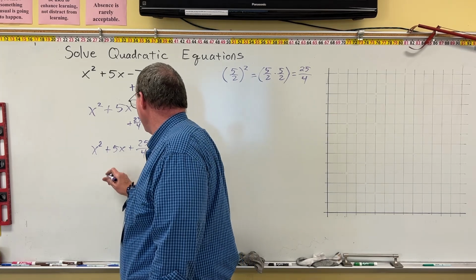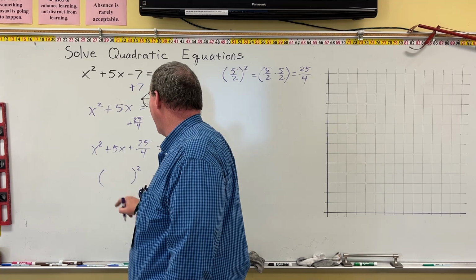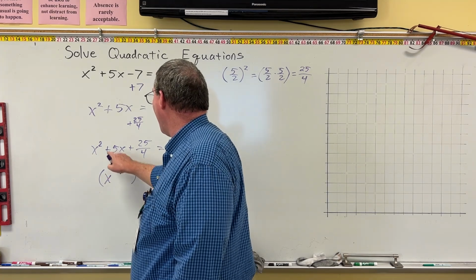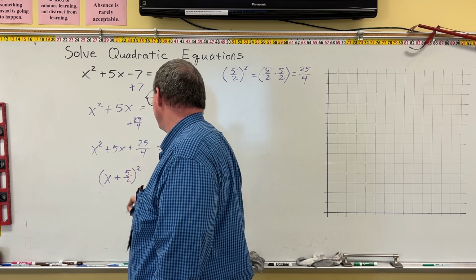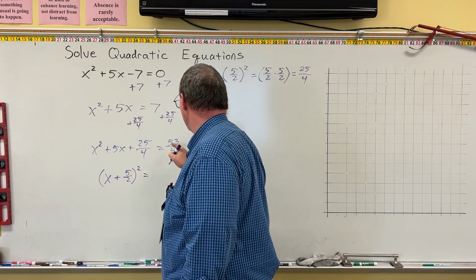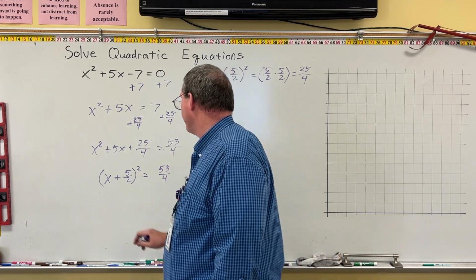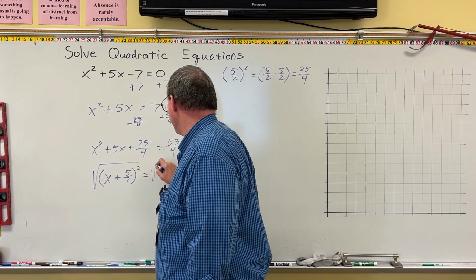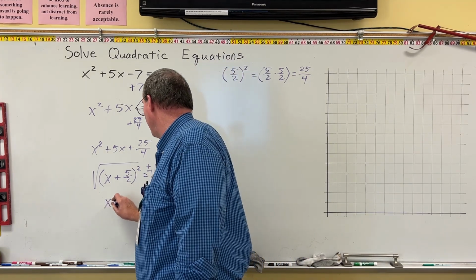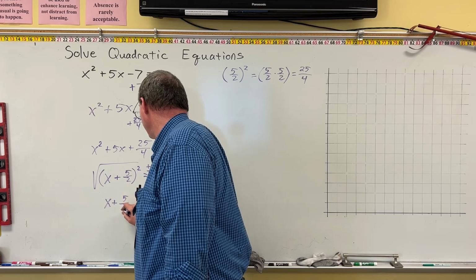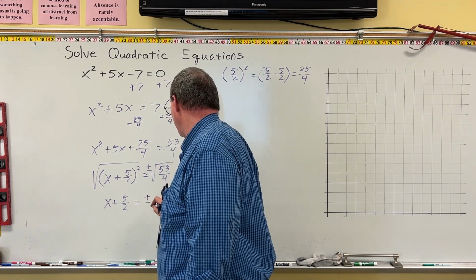remember, now I have to take this and I have to turn it into a parenthesis squared. Okay? And what I'm going to have is an x and then half of the middle number, which is 5 over 2. So I'm going to have x plus 5 over 2, squared, and then this is going to be equal to 53 over 4. And now what I have to do is take the square root of both sides, and I have to put a plus or minus on this one. And so this becomes x plus 5 over 2 is equal to plus or minus.